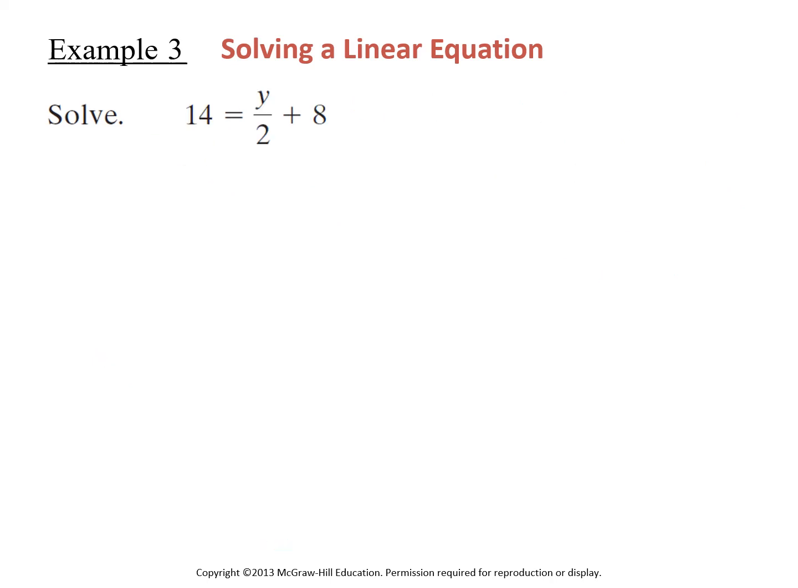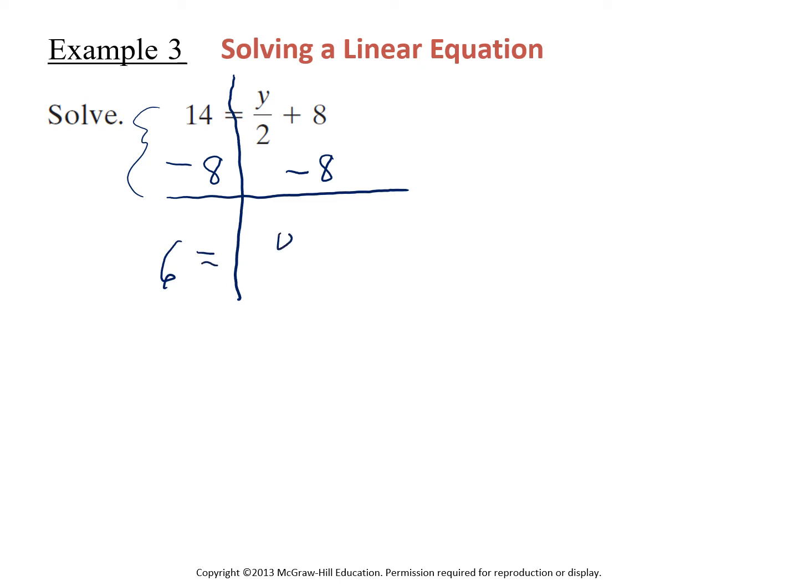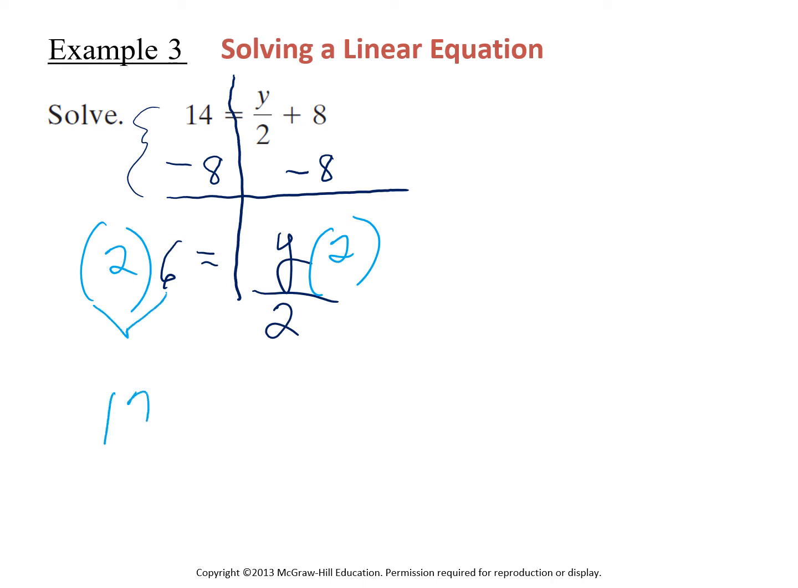Next, I have 14 equals y divided by 2 plus 8. So I want to get the y alone on the right, so I want to eliminate the constant and then the coefficient. So first I will subtract 8 on both sides of this equation. 14 minus 8 is 6. 6 equals y divided by 2. Since y is divided by 2, I will multiply both sides of this equation by 2. So I end up with 12 equals, and these 2's cancel, and I have y.